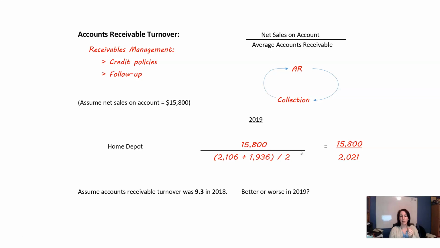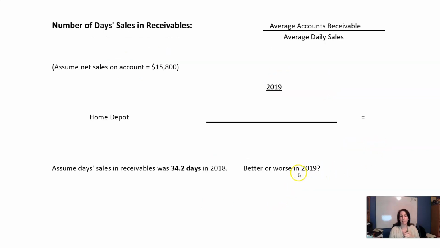All right. So that is 2021, and you're at 7.8. That means 7.8 times during the year, receivables are collected. Previous year, 9.3. You collected them more quickly, right? The better number is higher here. So you're actually better off in the previous year. You're worse off in the current year.